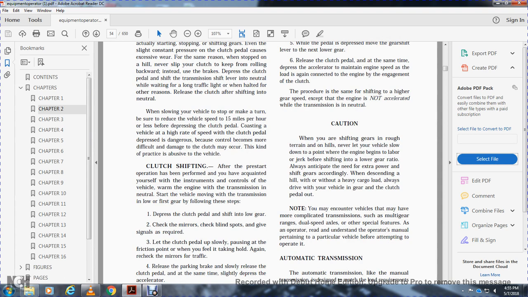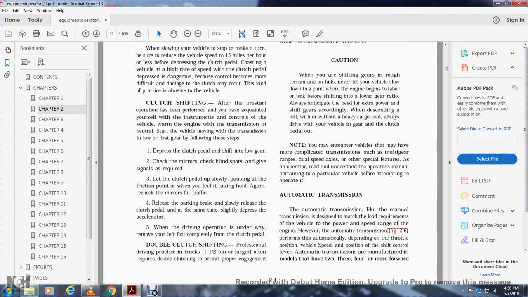When descending a hill, with or without a heavy cargo load, always drive with your vehicle in gear, with the clutch pedal out. If you're encountering vehicles that may have more complicated transmissions, such as multiple gear ranges, dual speed axles, or other special features, read and understand the operator's manual for the particular vehicle before attempting to operate it.